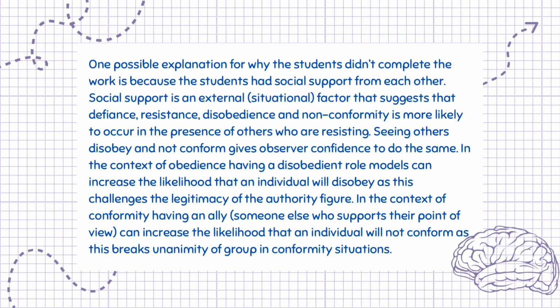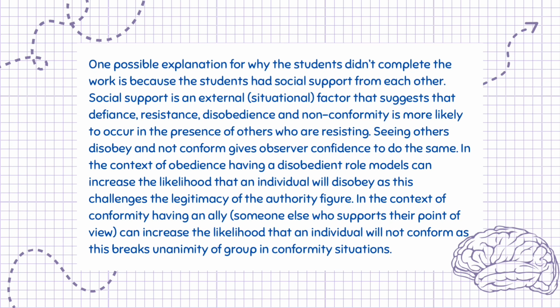from each other. Social support is an external, situational factor that suggests that defiance, resistance, disobedience, and nonconformity is more likely to occur in the presence of others who are resisting. Seeing others disobey and not conform gives the observer confidence to do the same. In the context of obedience, having a disobedient role model can increase the likelihood that an individual will disobey, as this challenges the legitimacy of the authority figure.